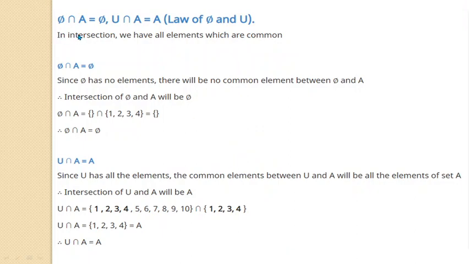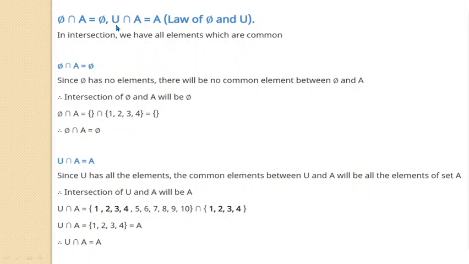Then we have the law of phi and U. Phi means empty set, intersection with any set. Let's take A. So what is common in the empty set and any other set? Definitely phi. And U intersection A. U means universal set, and the universal set is the source set of all the sets.